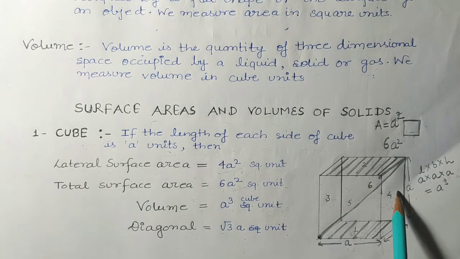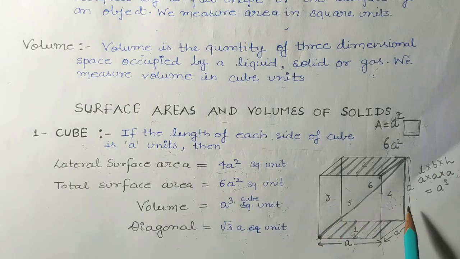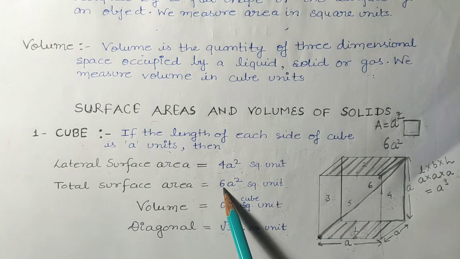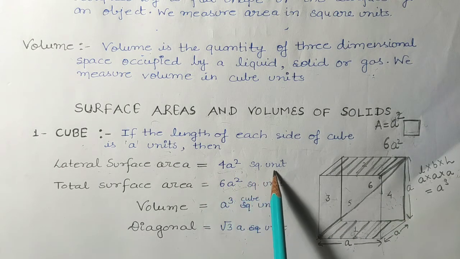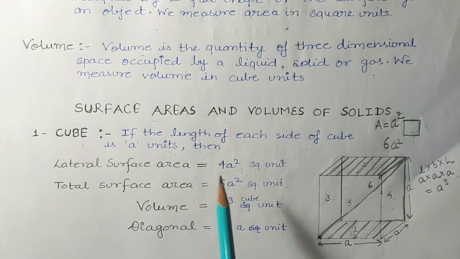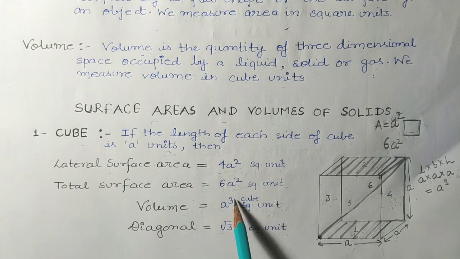If you add all the areas of the 6 surfaces, then it will be the total surface area, that is 6a square, and each surface is in the shape of a square here. So the area of one surface is a square, so the area of 6 surfaces will be 6a square. If you exclude the area of top and bottom, then it will be known as lateral surface area, and that is 4a square. Volume of a cube is a cube, and the diagonal is root 3 a.